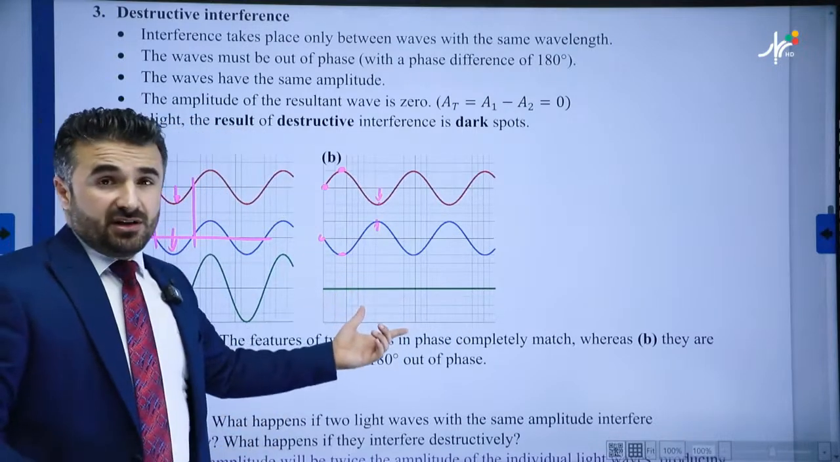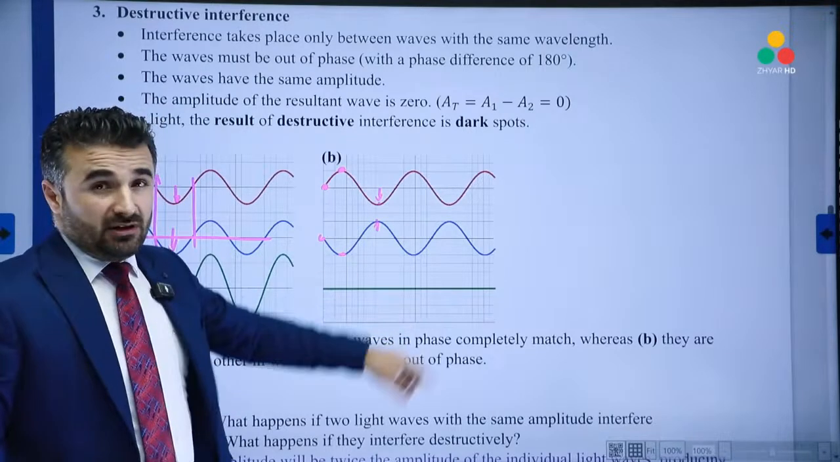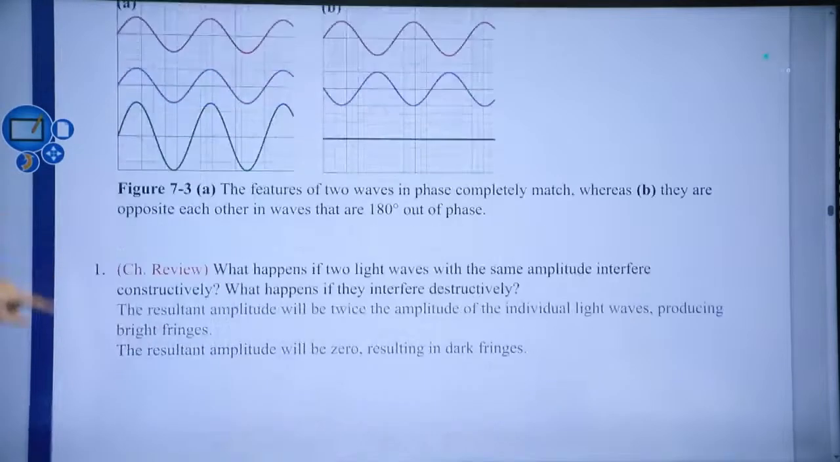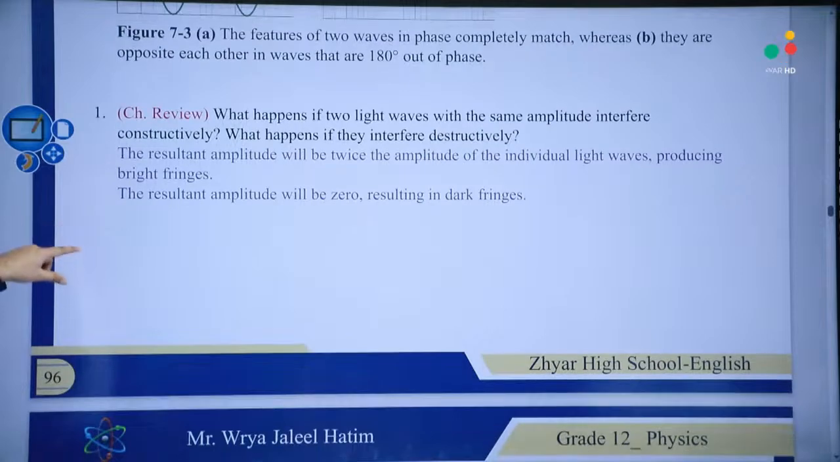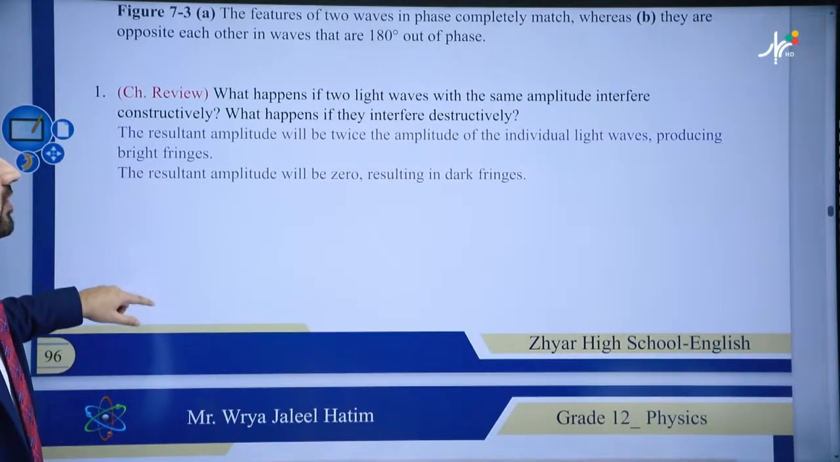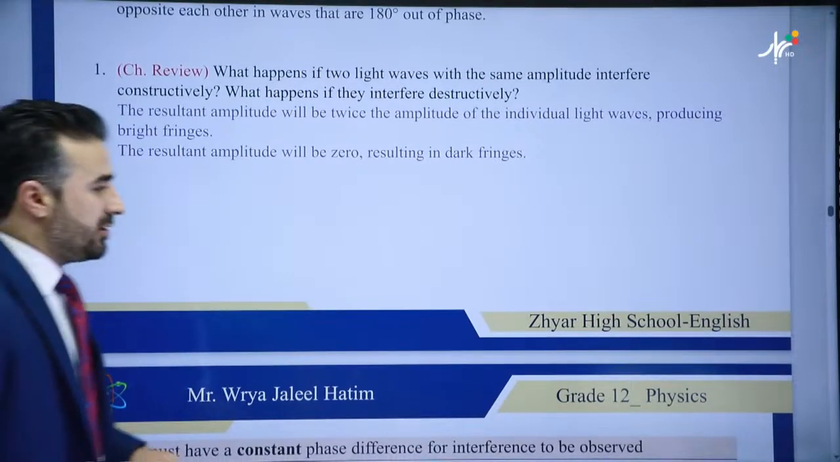You can see the amplitude is 0 here, and that is why we call it destructive interference, because they completely destroy one another. That is constructive and destructive interference, which is nothing new to you because you've covered this in chapter 3. Now, we have this question here. It says, what happens if two lights with the same amplitude interfere constructively, and what happens if they interfere destructively?